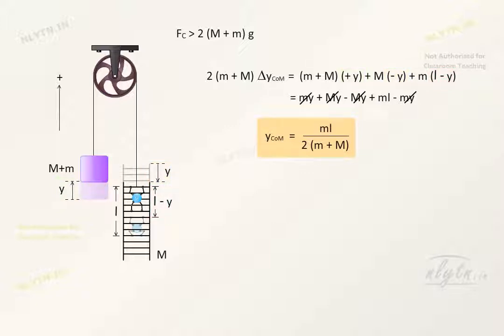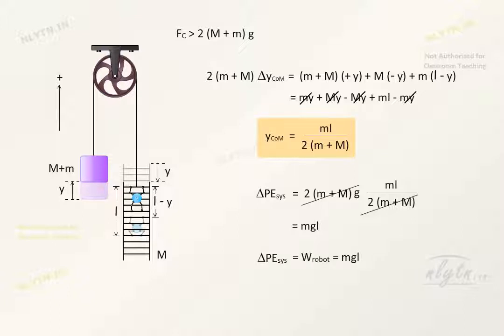Due to this displacement of center of mass, the potential energy of the system has increased by the amount equal to the total mass of the system into g into this displacement, which comes out to be equal to mgL. This increase in potential energy can result only from the work done by this object, as the work done by tension on either side will cancel out each other.